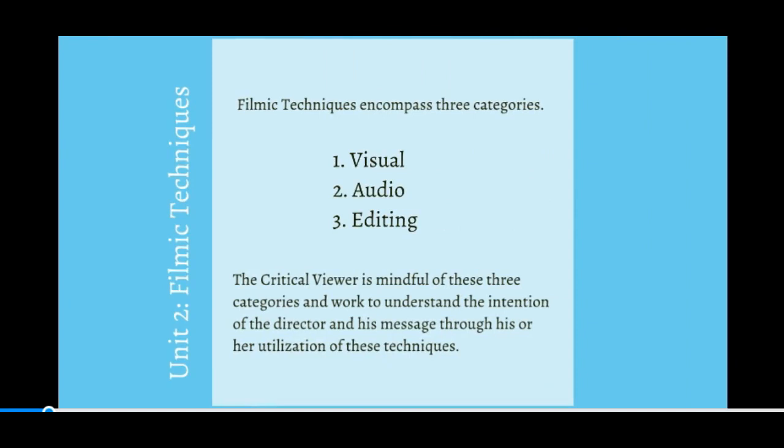So there are 3 filmic techniques that we really try to focus in on. It's the visual, the audio, and the editing. Now, we've worked a lot in class to say, what do you see, what do you hear, to get to the point of what do you feel. When you combine visual, audio, and editing, that's how you get that what do you feel moment. So the critical viewer is mindful of these 3 categories, and they work to understand how directors use the visual, the audio, and then the editing to create these magical movie moments that we've all grown to love.